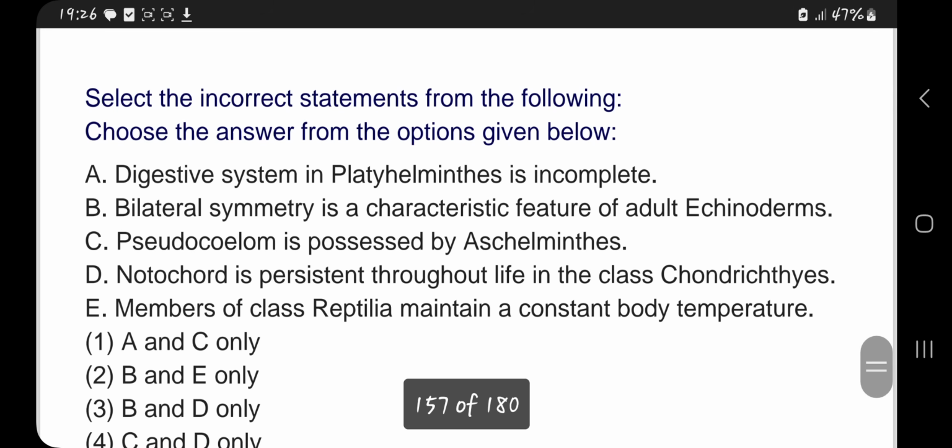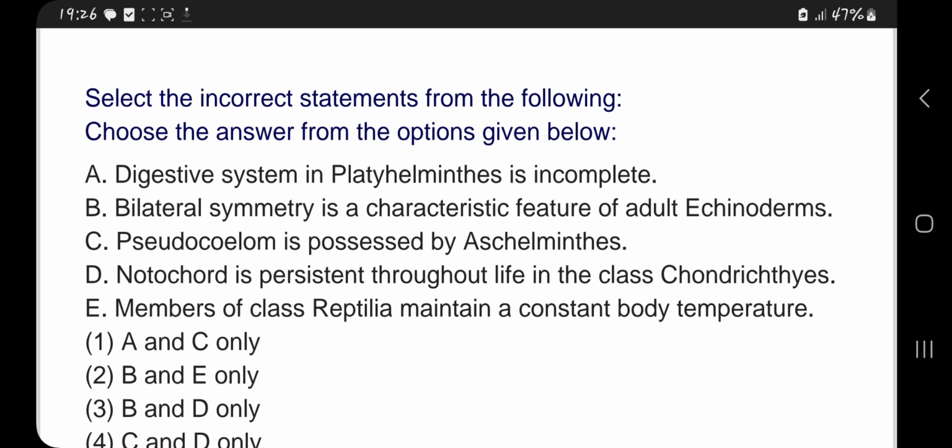Select the incorrect statements from the following. Digestive system in Platyhelminthes is incomplete. Bilateral symmetry is a characteristic feature. Incorrect statement. Platyhelminthes is incomplete. Flatworms, okay. Bilateral symmetry is a characteristic feature of adult echinoderms. It is wrong. It should be radial. So B is a wrong statement.